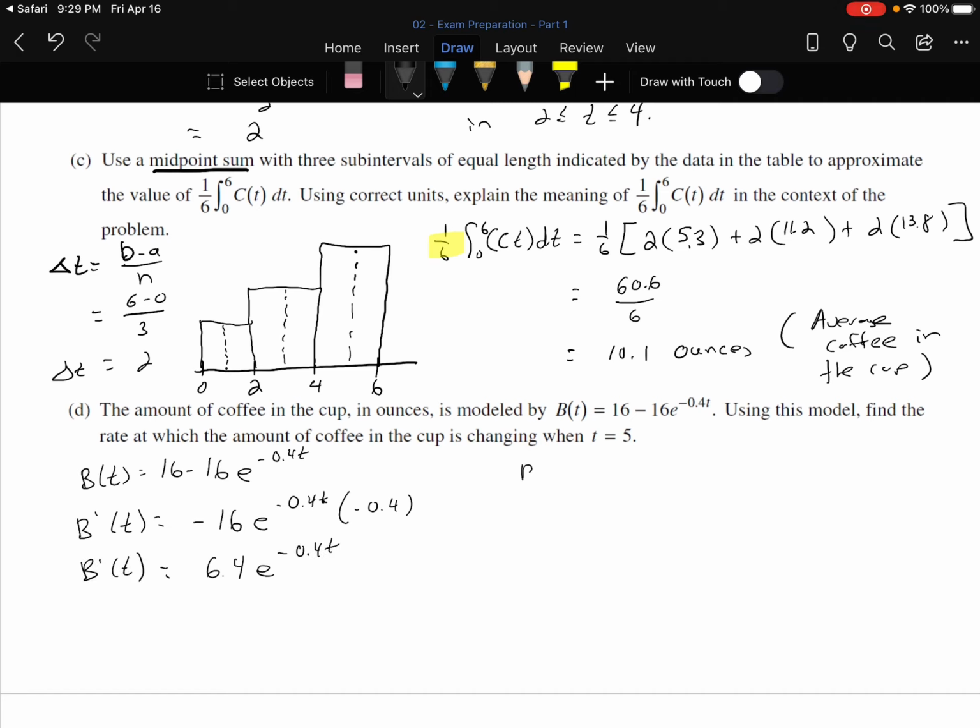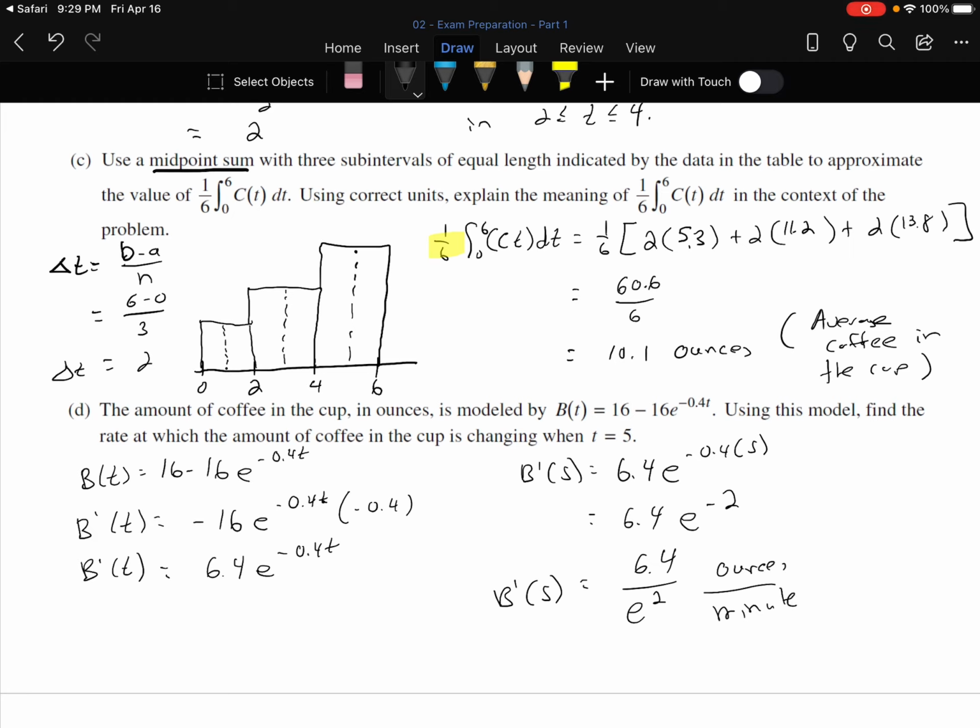They want b prime at 5. So I'm going 6.4 e to the negative 0.4 times 5. And so it's 6.4 e to the negative 2, which, with a non-calculator question like this, I'm just going to leave at 6.4 over e squared. And that's ounces per minute. Therefore, the rate at t equals 5 is 6.4 over e squared ounces per minute. A little therefore statement there. Okay, that's a little more traditional type calculus question.